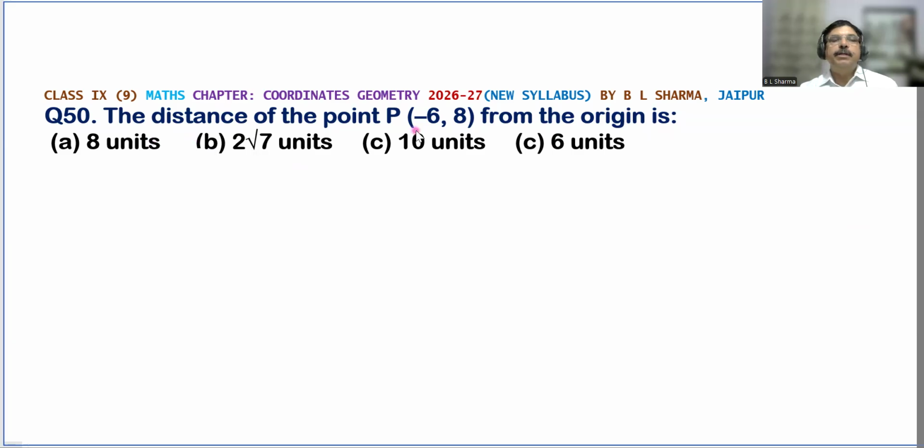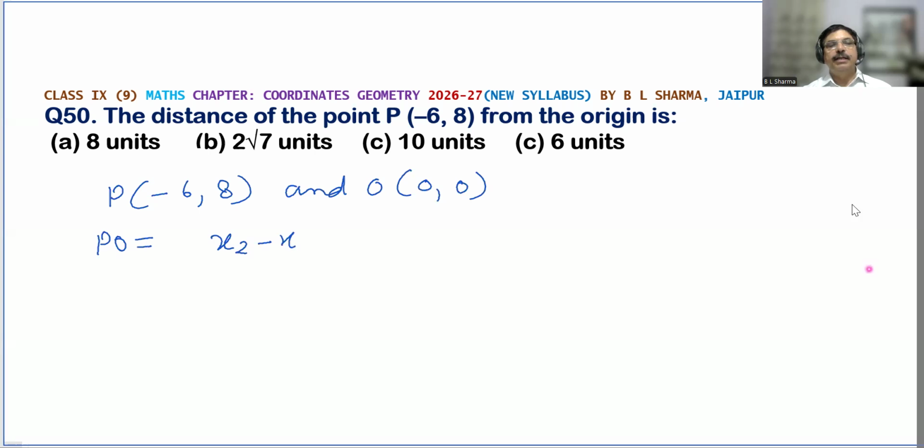The distance between the 2 points, P at minus 6 comma 8 and the origin, the coordinates of origin are 0 comma 0, कितना होगा उसका आंसर? डिस्टेंस कितना होगा ओरिजिन और पॉइंट P के बीच में? Using distance formula, coordinates of P and origin are given. Distance formula use करें, that is square root of x2 minus x1 whole square plus y2 minus y1 whole square.